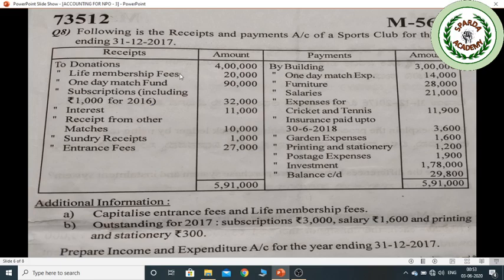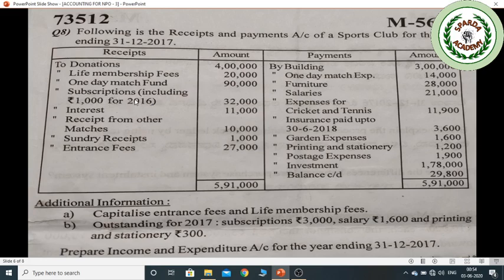Then life membership must be ignored. Then one day match fund is there. It is also a capital item. Specific funds, specifically mentioned funds, are called capital items. The building fund, cricket fund. If a fund is specific, then it must be a capital item. It should be treated so. Then subscription is there.